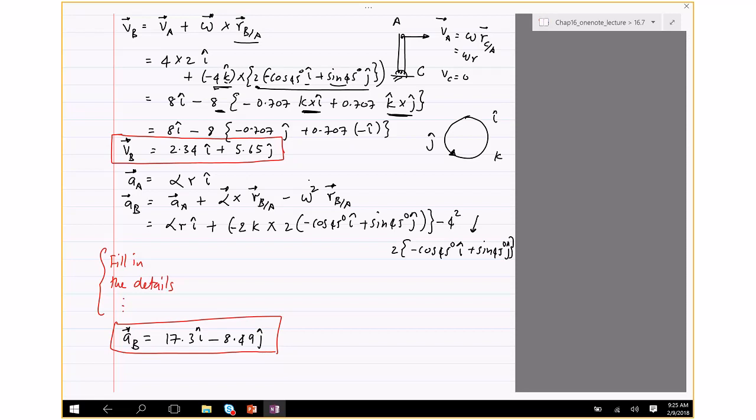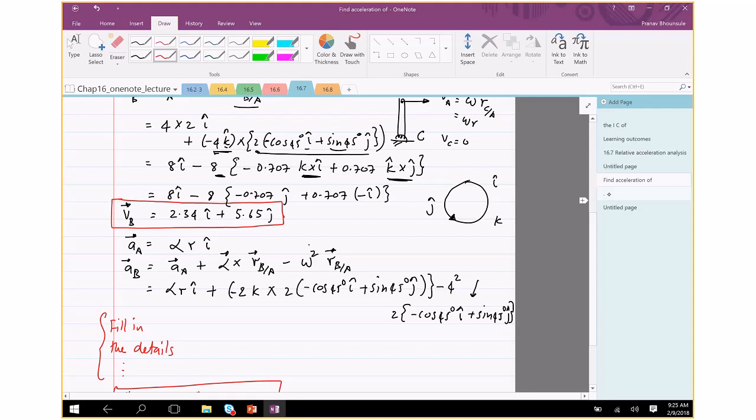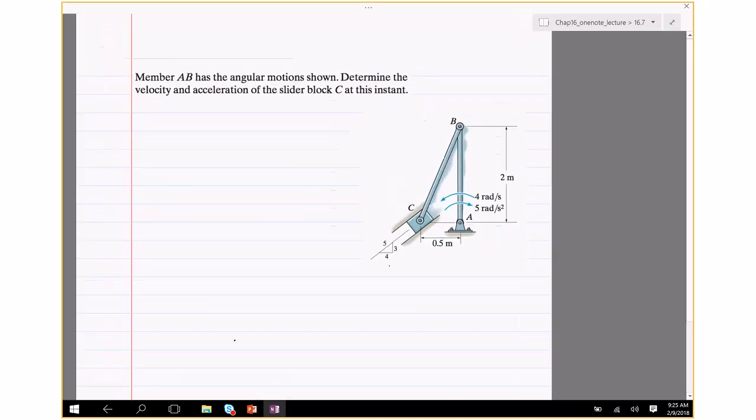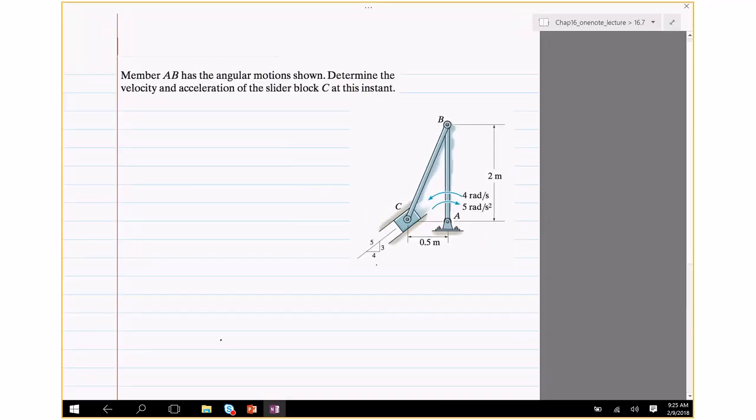Any questions on this? So this was a straightforward problem where I gave you angular velocity and angular acceleration. Most times that will not be the case. You can expect a problem like this in the exam, a mechanism where you'll be given some things and a bunch of things will not be given.